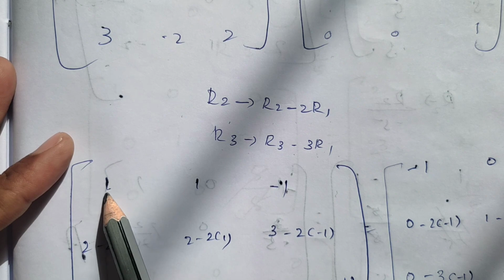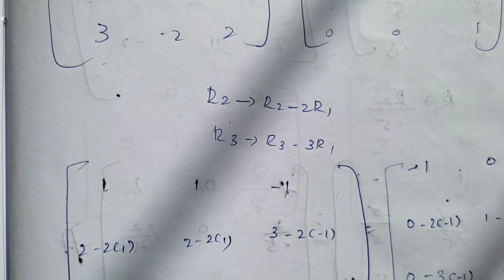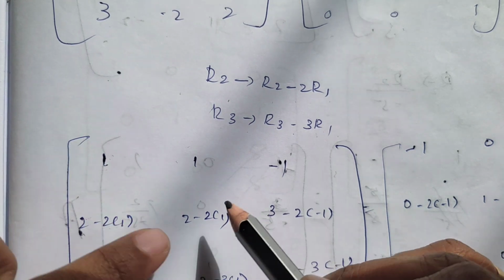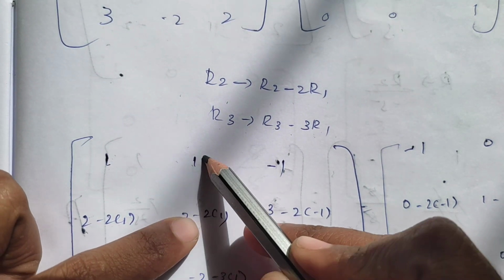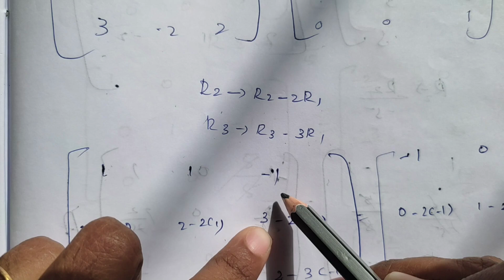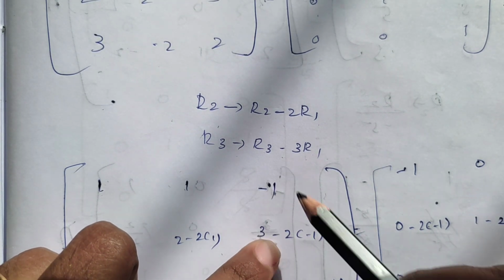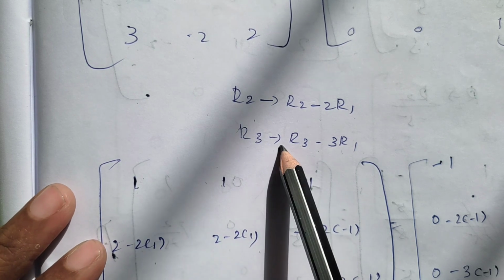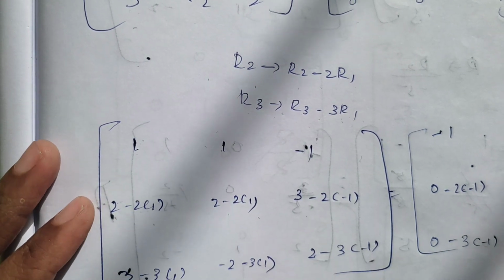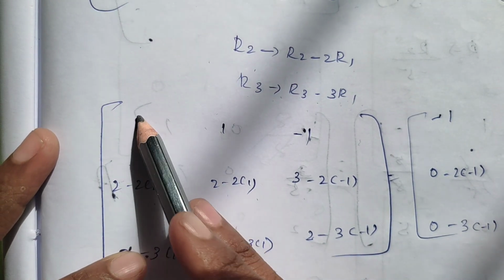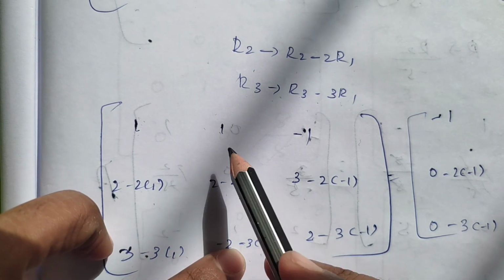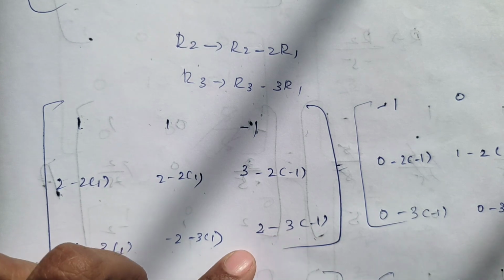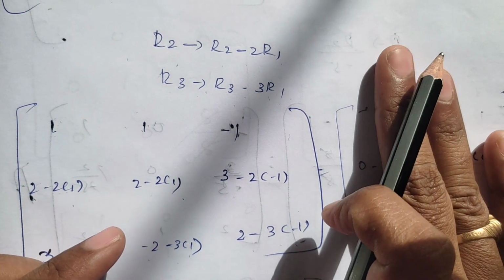So first row: 1, 1, minus 1. The second one is 2 minus 2 into 1, 2 minus 2 into 1, 3 minus 2 into minus 1. Next step is R3 minus 3R1: 3 minus 3 into 1, minus 2 minus 3 into 1, 2 minus 3 into minus 1. The same thing is followed on the RHS side.